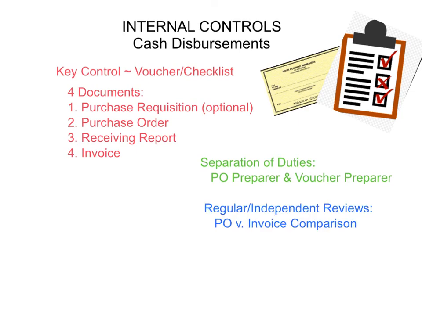A regular and independent review that could be performed over this area but is not necessarily 100% required is that a purchase order and an invoice comparison could be made by someone else in the accounting department to again make sure that only invoices are approved for payment that have the proper documentation being accumulated.